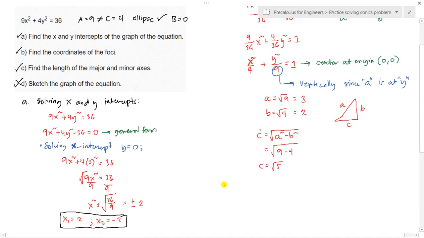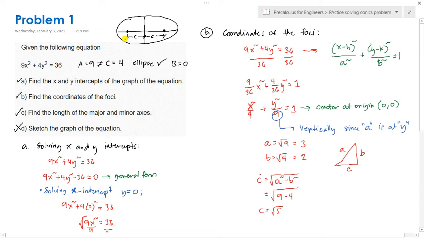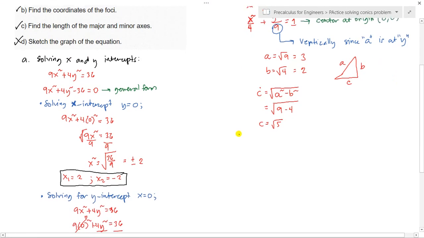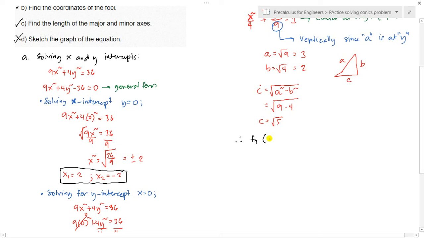Since we now have c, the coordinates of the foci are negative c and 0 on one side, and positive c and 0 on the other, given that the center is at the origin. If the ellipse were not at the origin, that is, if it has h and k, then we need to subtract or add to the coordinates of the foci. So our F1 coordinates are negative square root of 5 and 0, and F2 is positive square root of 5 and 0. That is our answer for the coordinates of the foci.